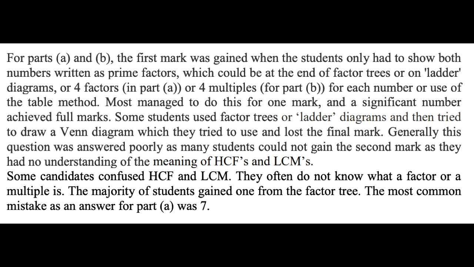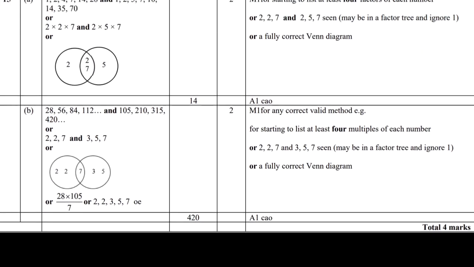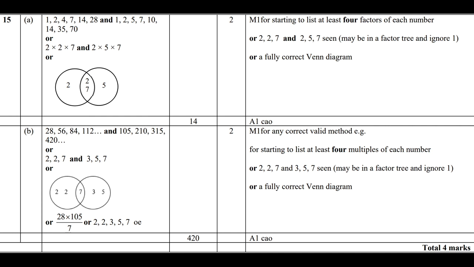So what we're looking for, 14 and 420 hopefully. So here it comes. 14, 420, lovely. And they have M marks, so you have to show a method. Now if you prefer the Venn diagram method, that's fine. Just make sure you know how to do it and check with me if you don't.